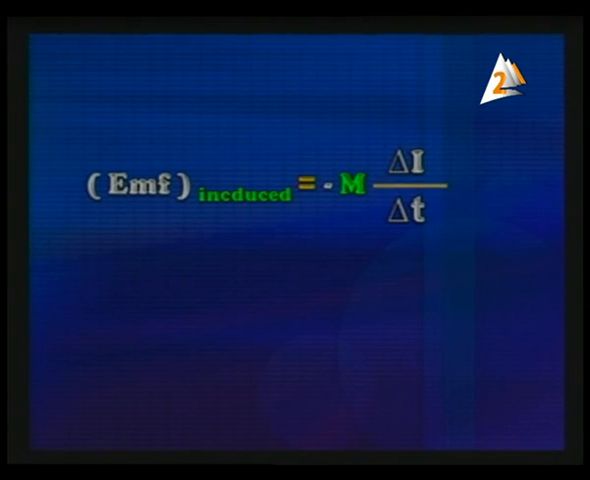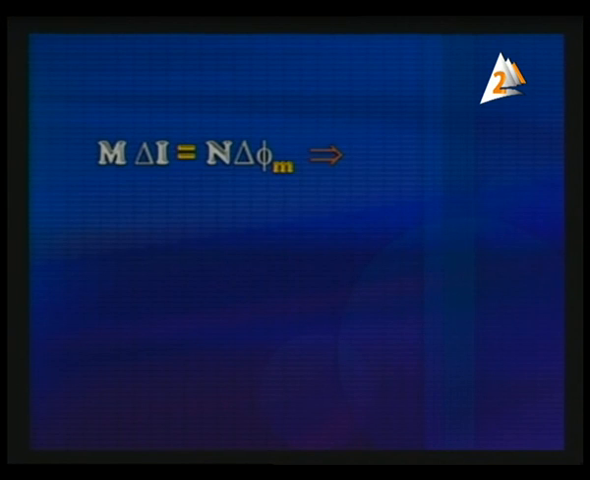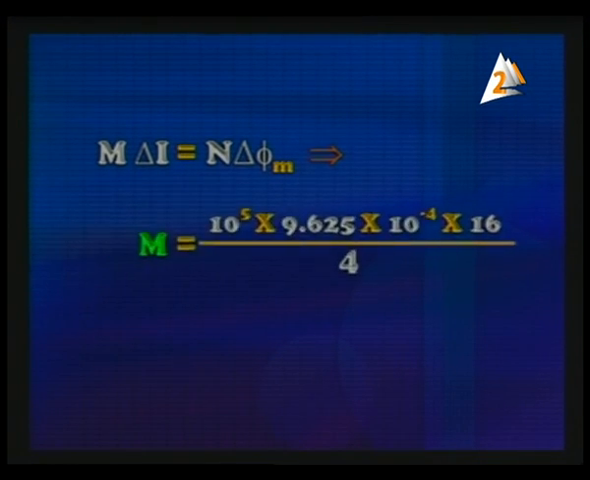EMF induced is equal to negative M ΔI over Δt, and also equal to negative N Δφ magnetic over Δt. So M ΔI is equal to N Δφ magnetic. So mutual inductance equals 10 to the power of 5 times 9.625 times 10 power negative 4 times 16 over 4. It will be 385 Henry.